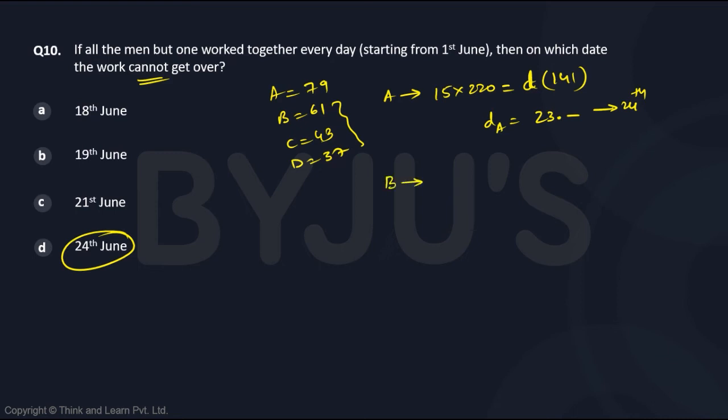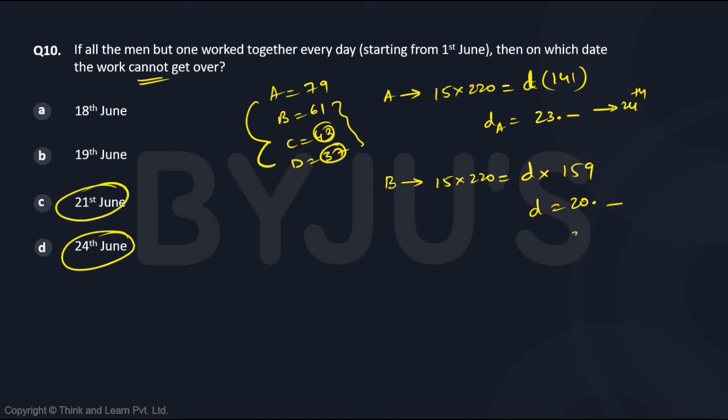Let's move on to the second case. If B is not working, the quantity of work is still 15 into 220, which is equal to D number of days into the calculation when B is not there. If B is not there, only these 3 should be added. So 43 plus 37 is once again 80. 80 plus 79 is 159. So this division will be by 159. So D will be equal to 20 point something, which means on the 21st day the work will be done. So B is also not your answer.